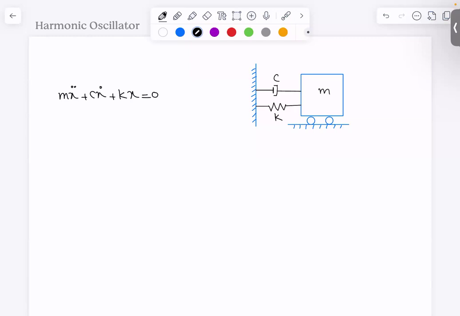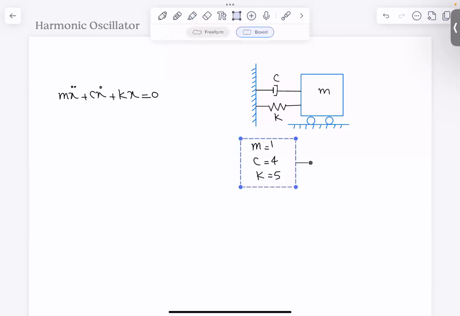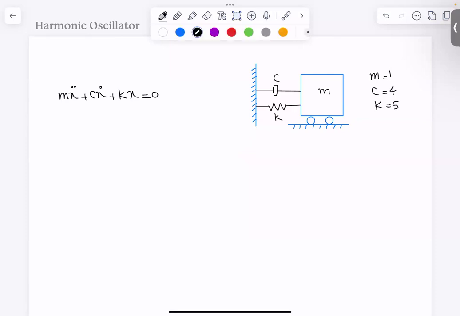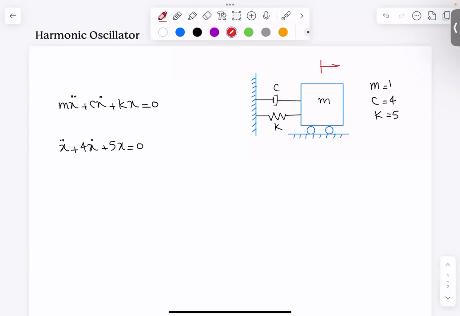And let's say that in this case, mass is equal to 1, c is equal to 4, and k is equal to 5. So for these values of these constants, let's solve this equation. If we plug in those values, we get x double dot plus 4x dot plus 5x is equal to 0. And here, x is the displacement of this mass, and t is time, our independent variable. x is our unknown function, t is our independent variable.